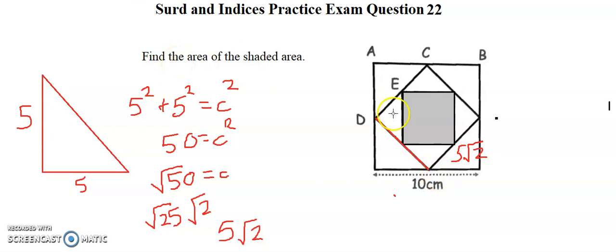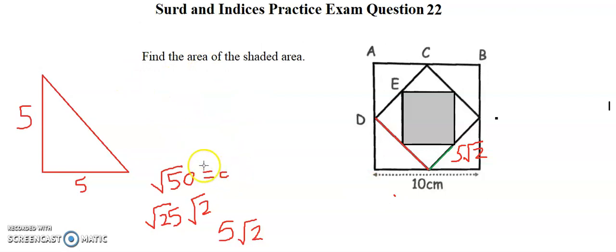Now, that is this side here, but I need half of that. Because if I'm looking at this, it's showing that from here to here is half of that 5 square root 2 distance, and that is the side I am needing. So let's have a look at this.